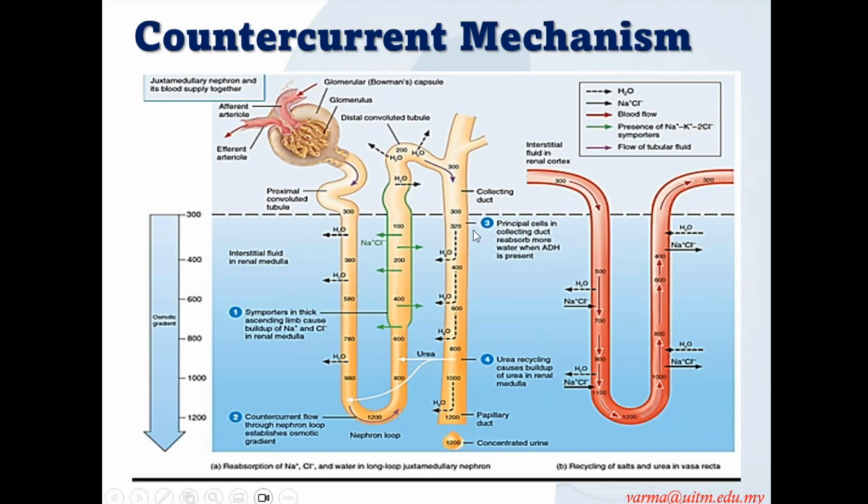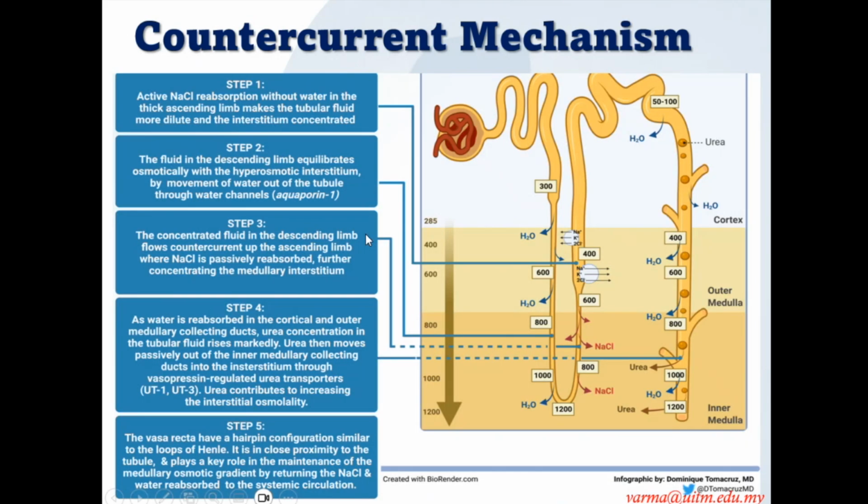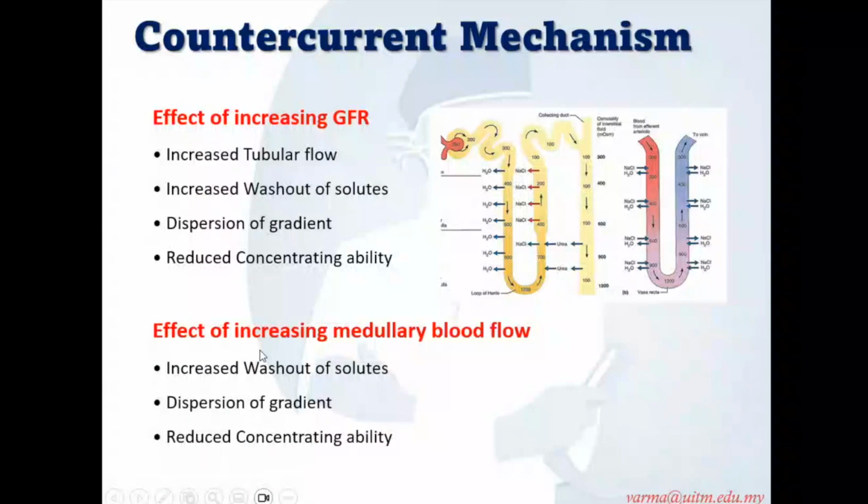Then the principal cells in the collecting duct reabsorb more water when ADH is present. Urea recycling maintains the buildup of sodium. That's why concentrated urine is produced. This is just a repetition. You can read this again. I leave it here because some people want to read in sentences, not point form. This is the countercurrent mechanism explained in more wordy form. The countercurrent mechanism comes out in MCQs: the effect of increasing GFR on the countercurrent mechanism, and the effect of increasing medullary blood flow on the countercurrent mechanism. I'll leave it here for MCQ purposes.